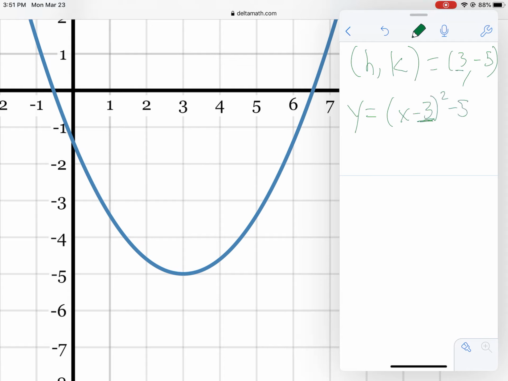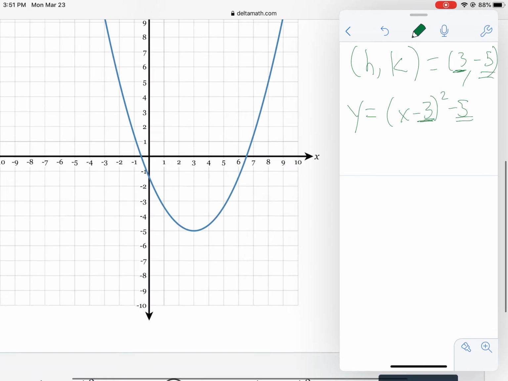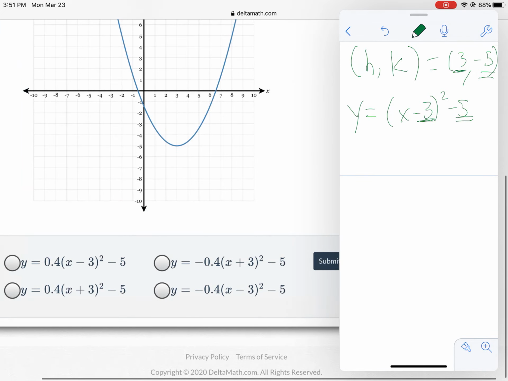Remember, this value switches sign. This value stays the same sign. x minus 3 squared minus 5. All of these have a 0.4 in front. That leading coefficient does not change the vertex. It just changes how wide or how narrow the parabola is. So let's look for one where we have a negative 3 on the inside and a negative 5 on the outside. Could be one of these two, but we need our leading coefficient to be positive because it's an upwards parabola. So we'll go with this first choice here.